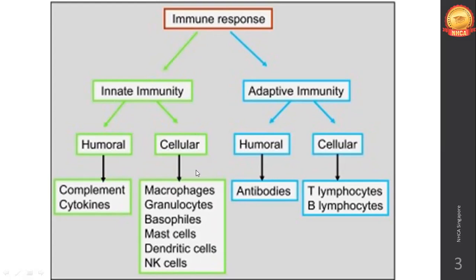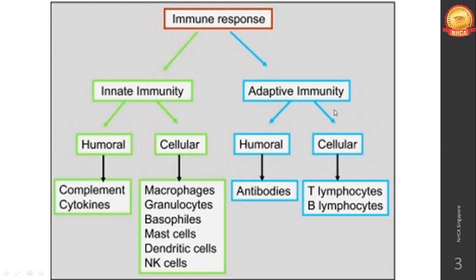These kinds of cells are found, for example, dendritic cells are found in the central nervous system. Basophils, granulocytes, macrophages are different forms of WBC. White blood cells have 5 different types: neutrophils, basophils, eosinophils, etc. So all of those come under cellular immunity.